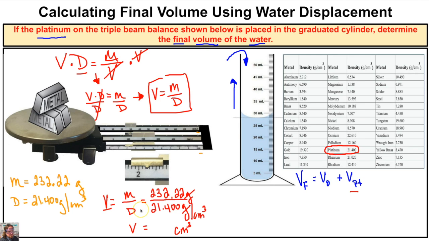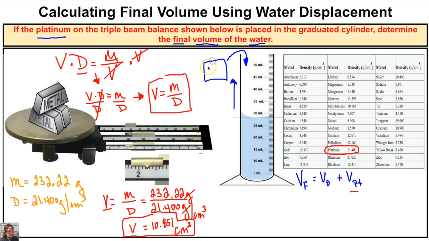And so when we put this in our calculator, when we take 232.22 and we divide this by 21.400, we are going to end up with 10.851. So here is the volume of this platinum metal right here, but this isn't our final answer. The question here is asking for the final volume of the water that will be in this graduated cylinder if we place this metal inside of here.